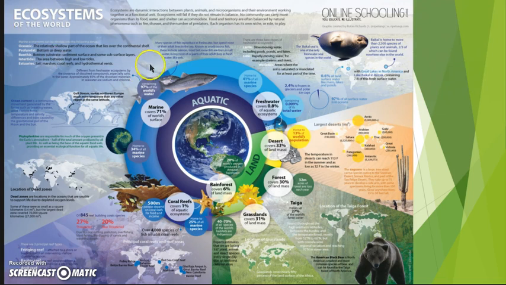So I picked this slide because it shows ecosystems of the world. So cool things to point out about this slide are that the marine covers 71% of the world's surface. Freshwater only covers 0.8% of aquatic ecosystems, so that's a pretty small chunk.